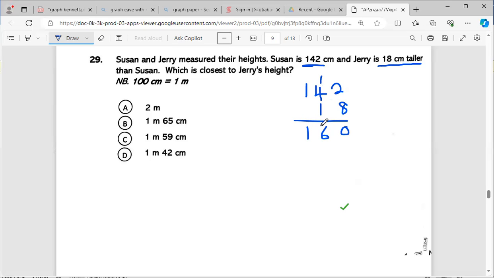Fair enough. Then you subtract the 100 centimeters and you get your 1 meter. You're left with 1 meter and 60 centimeters. And the closest thing to that is C, 1 meter and 59 centimeters. I agree, sir.